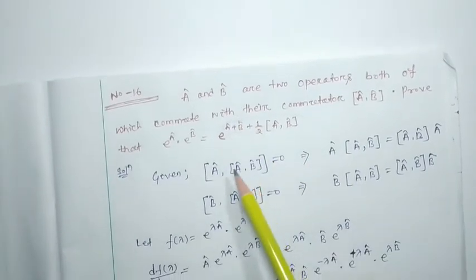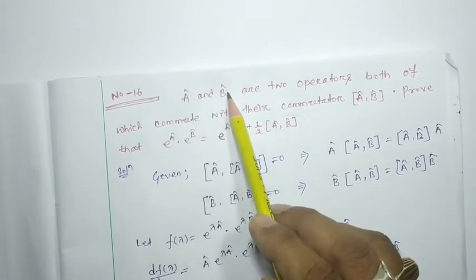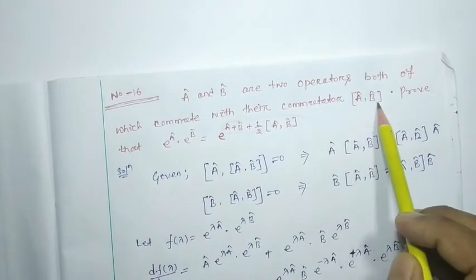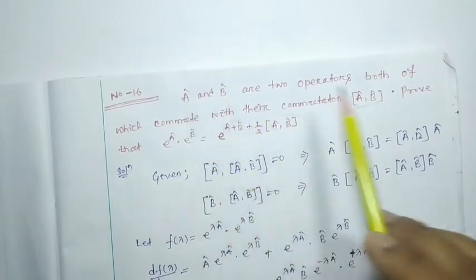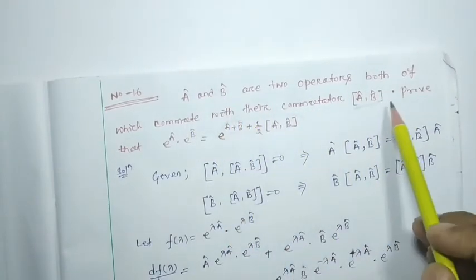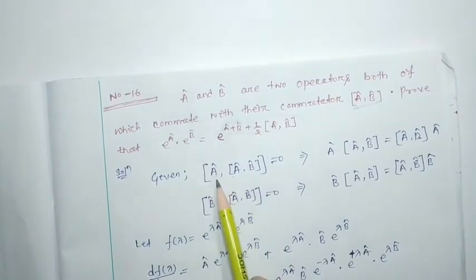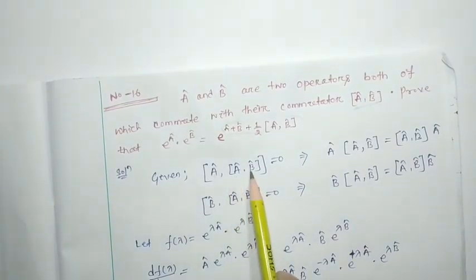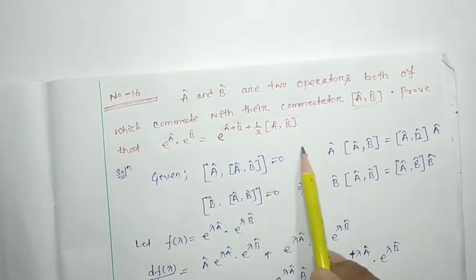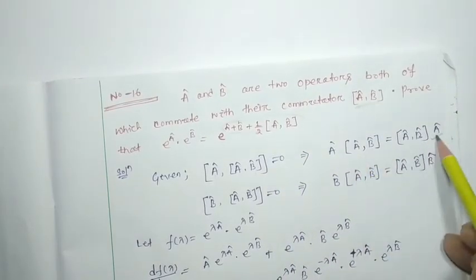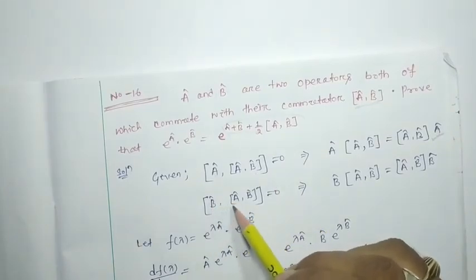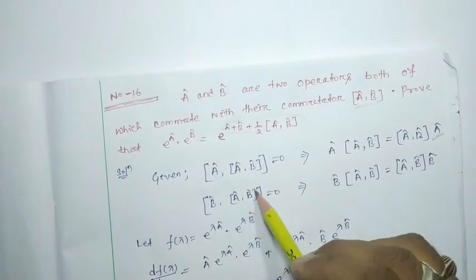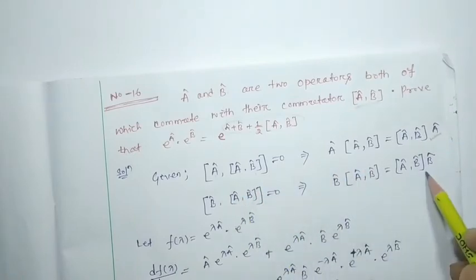Whatever the question has given, both a cap and b cap commute with their commutator. Their commutator is the a cap b cap commutation. So a cap separately commutes with this one, and b cap also separately commutes with this one. It can be written that a cap commuting with their commutator means the a cap, a cap b cap commutator will be equal to 0. This type of thing we have discussed previously. So hence b cap commutes with the a cap b cap commutation, which will be equal to 0.